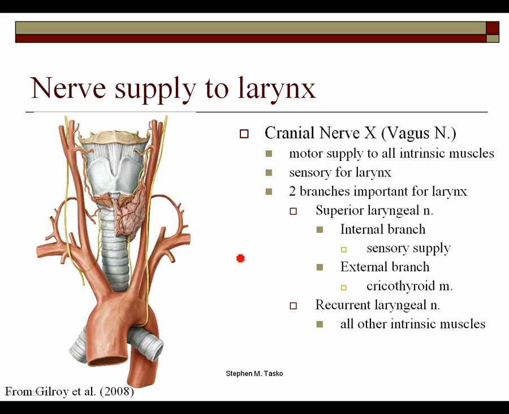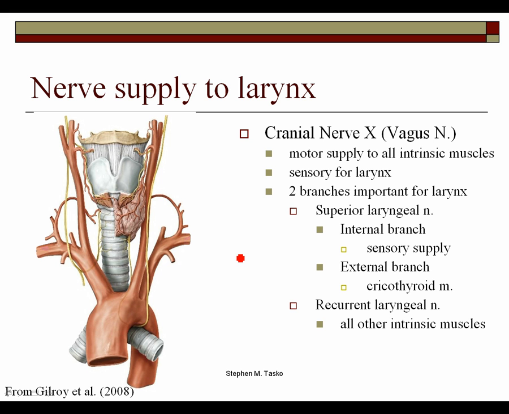Now, I'm going to briefly talk about the nerve supply to the larynx, and then we'll discuss some of the musculature that are involved in controlling the position of the larynx in the neck and also the position of the vocal folds. The main cranial nerve supply to the key structures within the larynx itself is the vagus nerve or cranial nerve 10. So it provides the motor and sensory supply to the larynx.